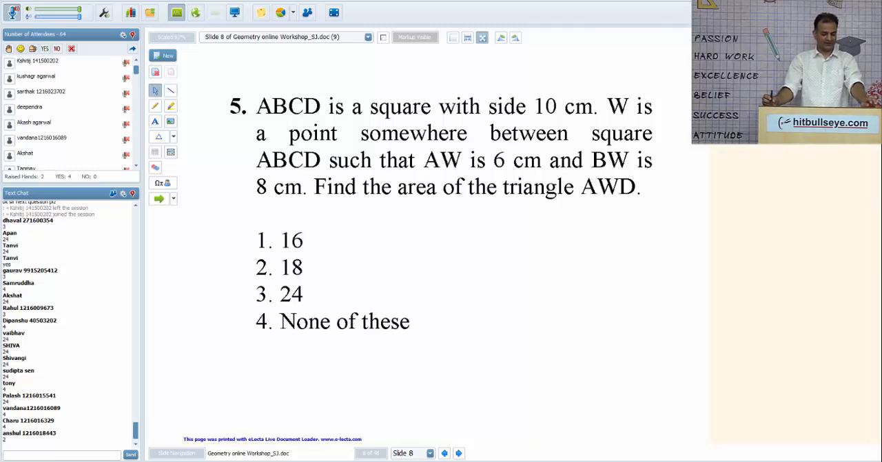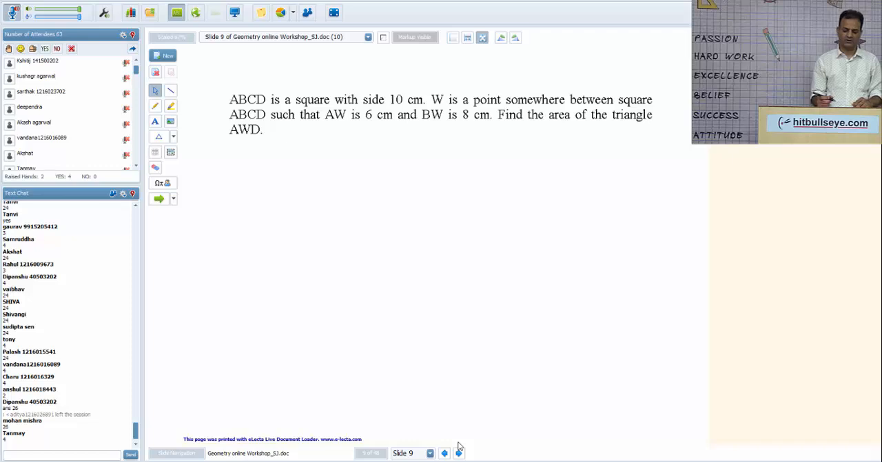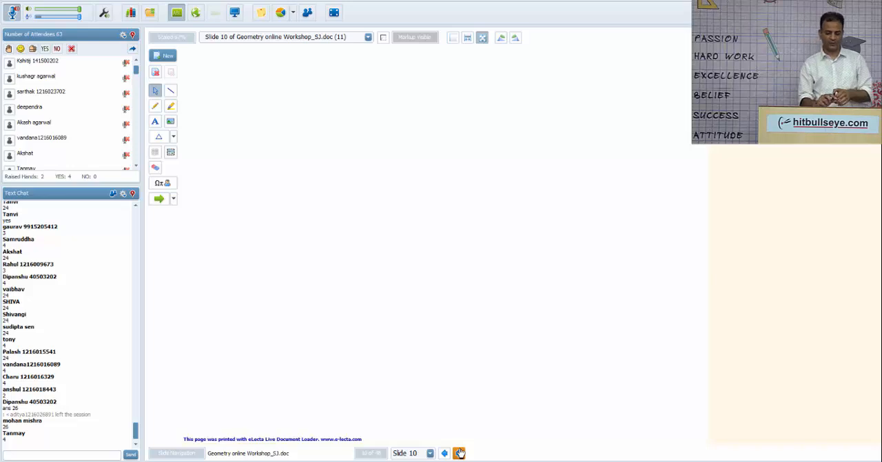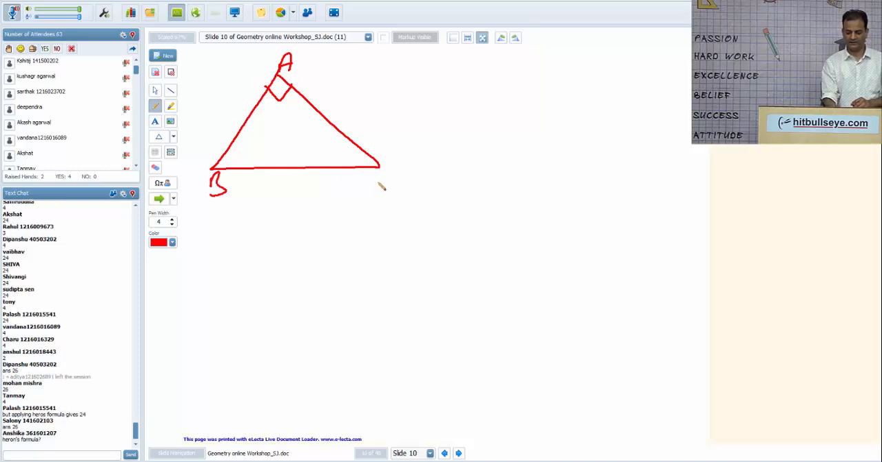Yeah, Anshul has come with the answer 18. Okay, Anshul, let's see. Dipanshu's answer is 26, none of these. Mohan has also come with the answer none of these. Tanvi, none of these. Okay, friends, before solving this, I would like to tell you one very important thing, which you can find in a lot of exams. And this is a very important theorem. Suppose this is a right angle triangle, right angle at A, ABC.